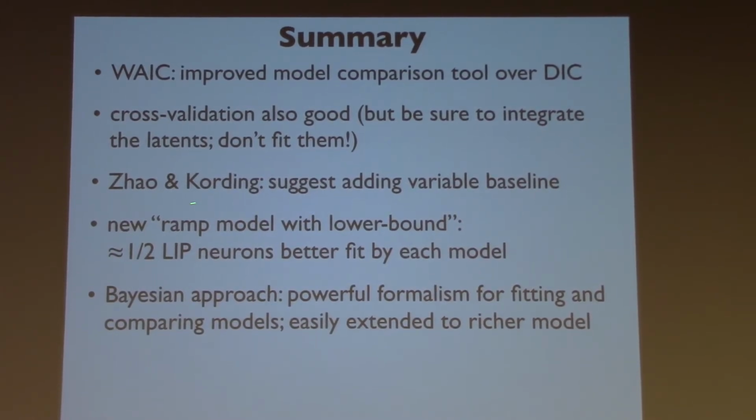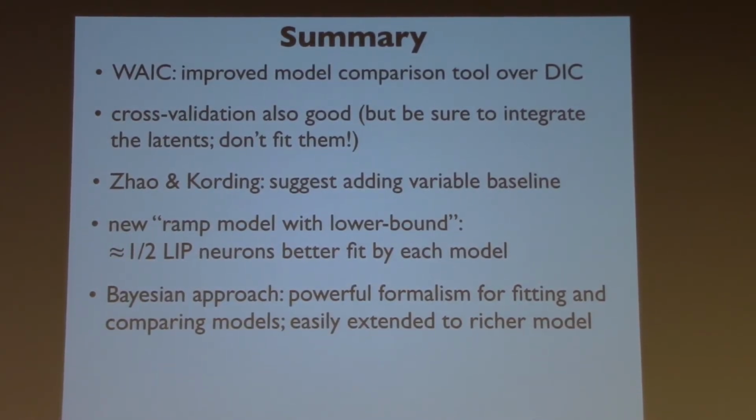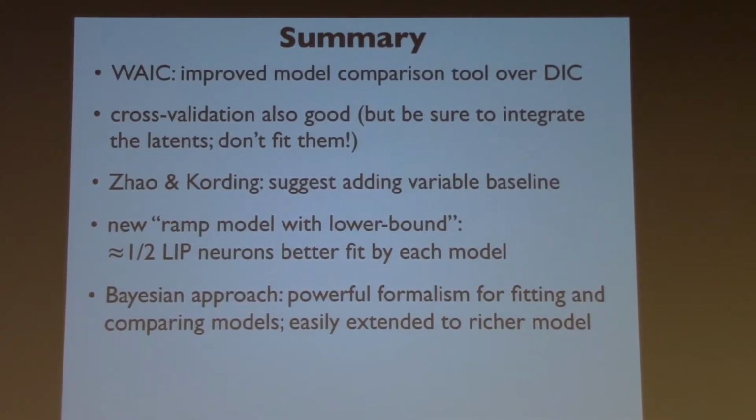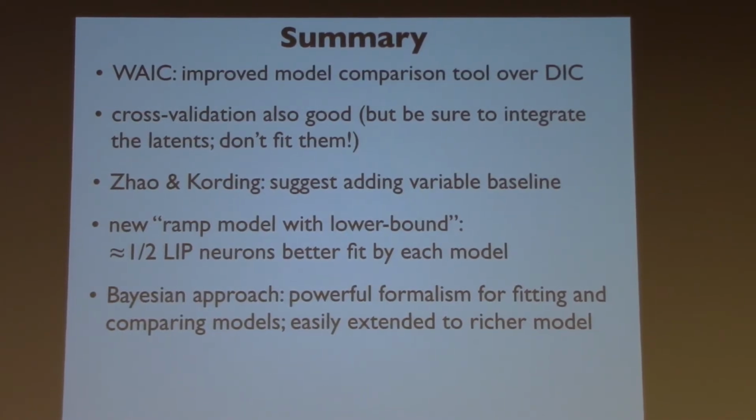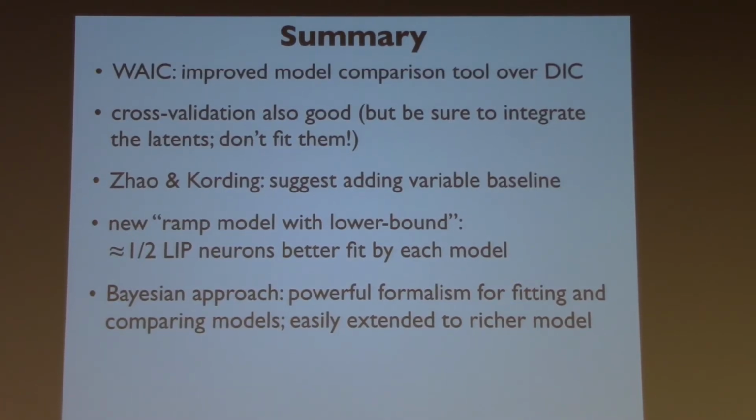And then we also looked at a new ramp model with a lower bound, in which about half the neurons were better fit by each model. And overall, I think the Bayesian approach, although it is complex and requires some effort to get things to work right, is the right approach for formulating these models and comparing them on rich data sets.